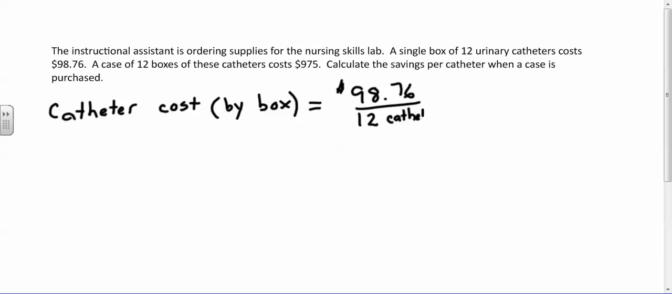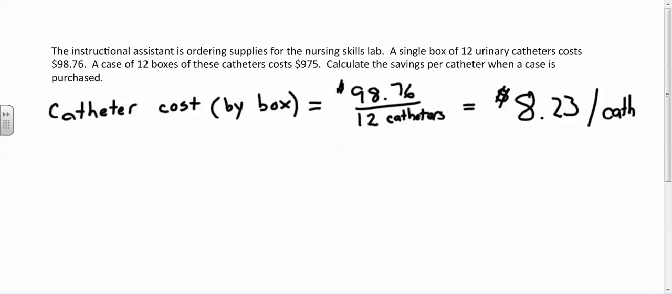And if you take your calculator and divide that out, let me take my calculator and do that at the same time you're doing it. 98.76 divided by 12 appears to be $8.23. So $8.23 per catheter. I'll just put per cath. So that's when we buy it by the box, which only has 12 of them in there.